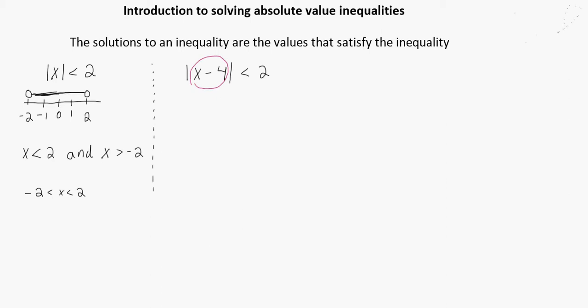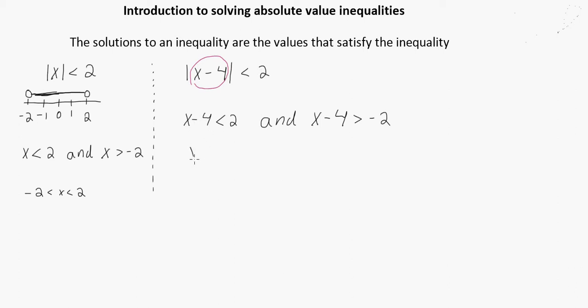That means that x minus 4 has to be less than 2, and x minus 4 has to be greater than negative 2. So this will make it so that whatever value x is, as long as I plug it in and subtract 4 from it, the number I get is between negative 2 and 2. That absolute value will be less than 2. So let's solve these two inequalities.